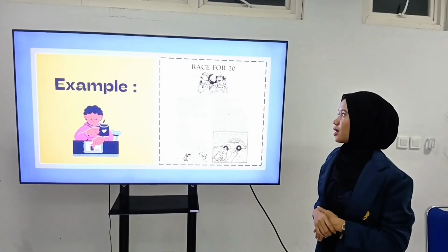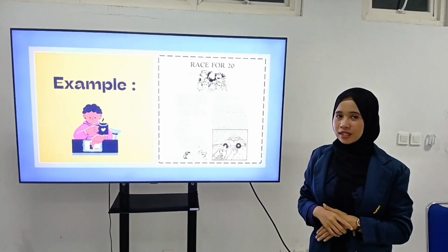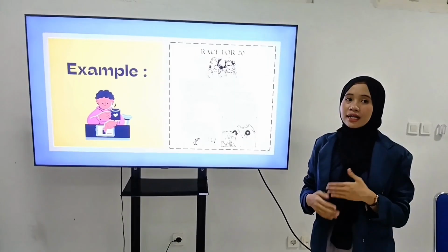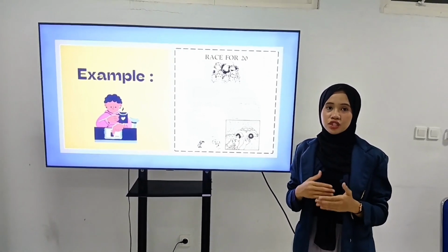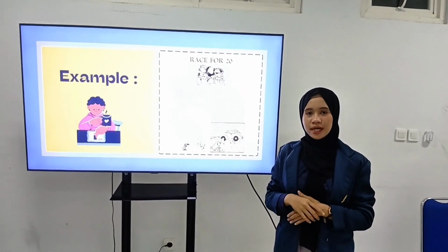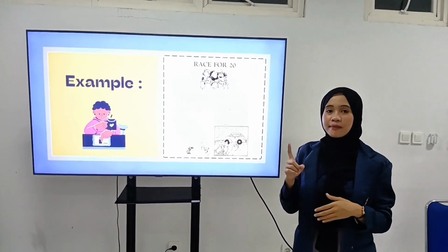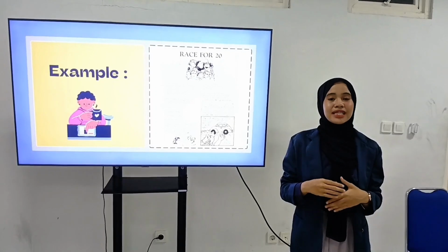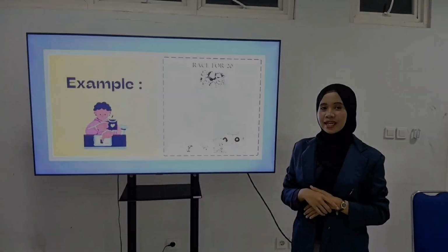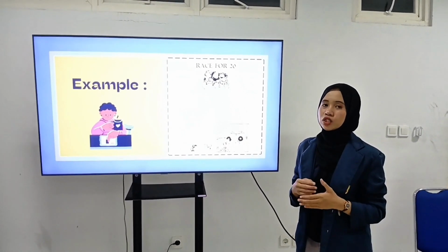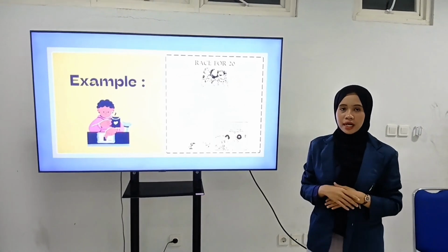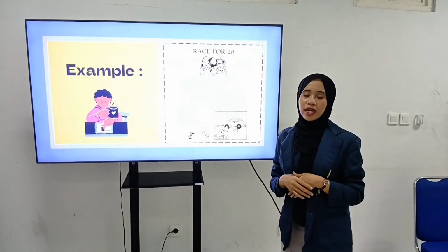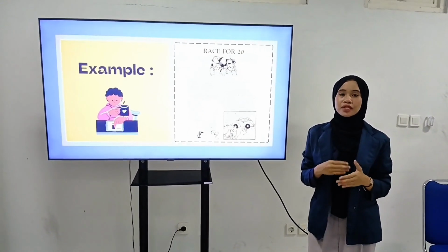For example, race to 20. It's a counting game. The players take turns calling out one or two numbers in sequence, starting from number 1. Whoever calls out 20 is the winner. The key is to force your opponent to call out a certain number, and then you can reach number 20 first.